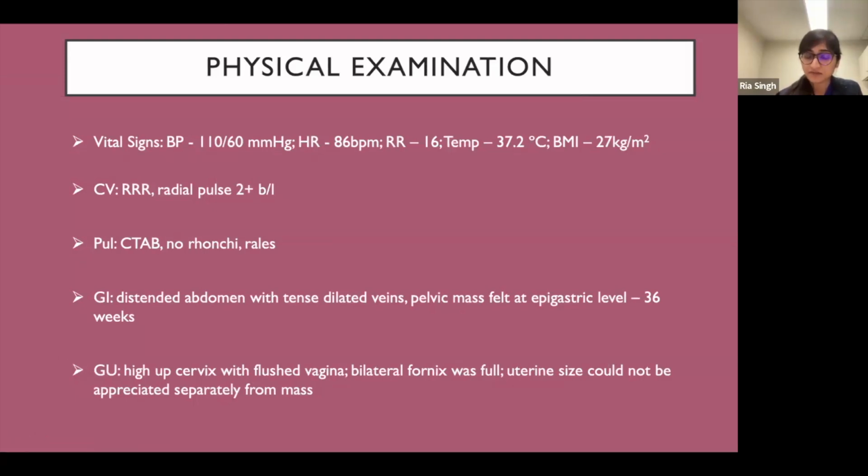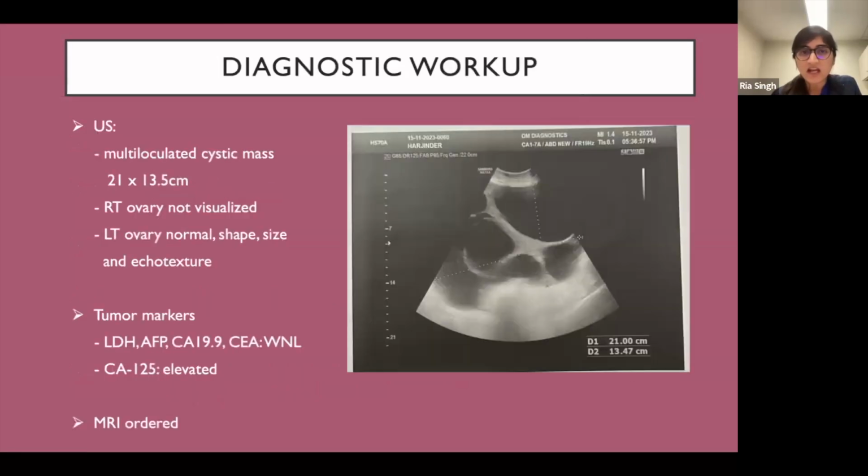Bilateral fornices were found to be full. Uterine size could not be appreciated separately from the mass. And since we are concerned about an abdominal pelvic mass, an ultrasound was ordered as a part of the diagnostic workup. On the image on the right of the screen is the very ultrasound image that we obtained.